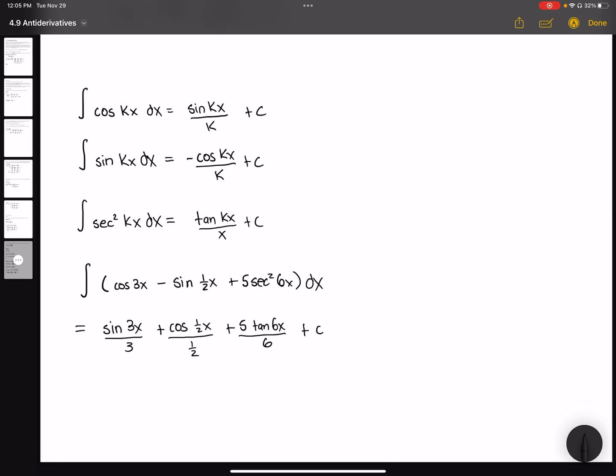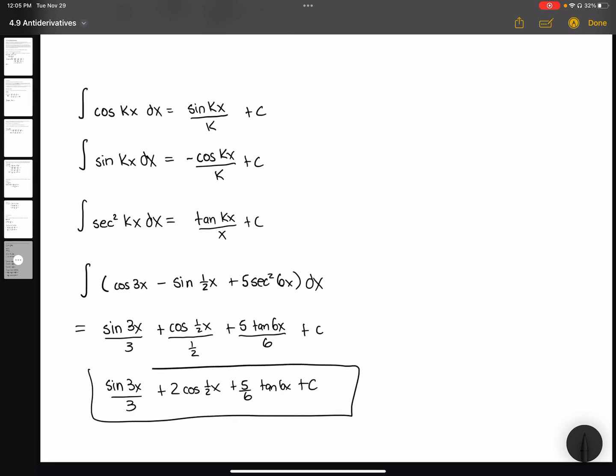Simplify where you can. So that's going to be sine 3x over 3 plus 2 cosine 1/2 x plus 5 over 6 tangent 6x plus c. And that is our final answer.